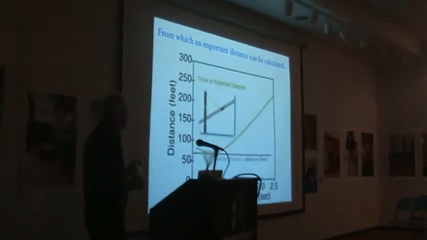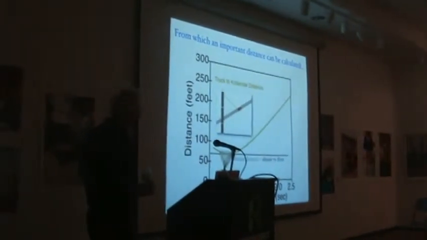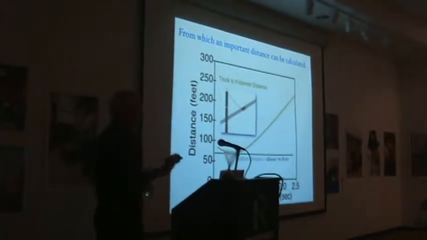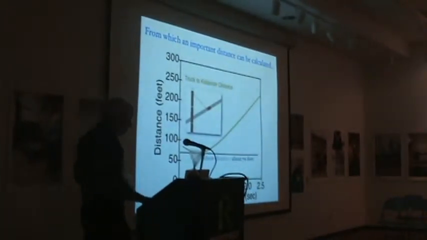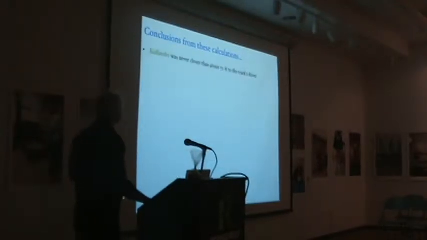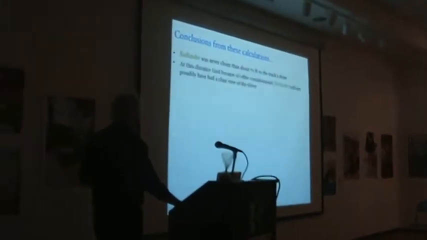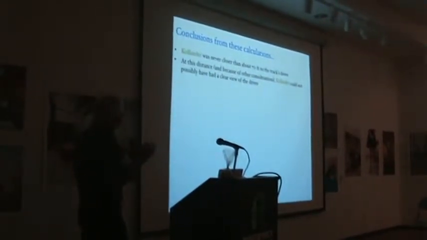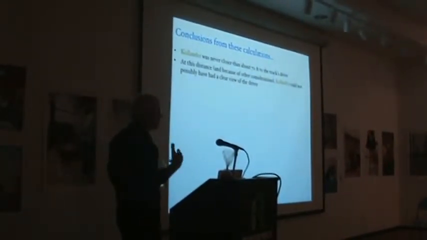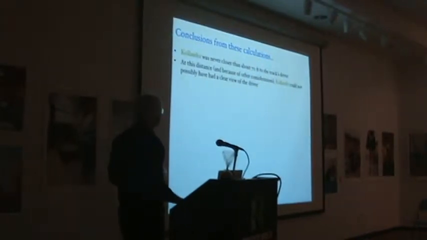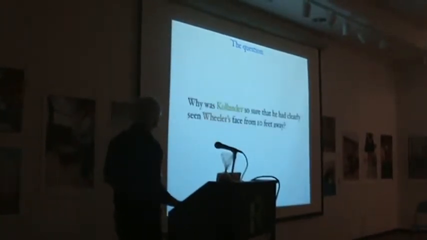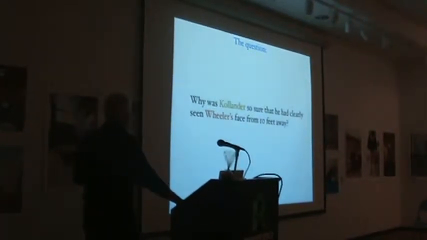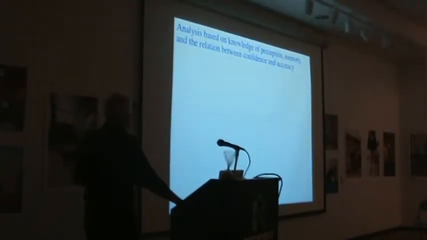And the bottom line, key important thing, is that the minimum distance was about 70 feet. That was the closest Collander ever was to the truck's driver prior to the accident. So from these calculations and from other considerations, we can conclude that he couldn't possibly have had a clear view of the driver, not a good enough view to distinguish one of these guys from the other. So the question is, why was Collander so sure that he had clearly seen Wheeler's face from 10 feet away?